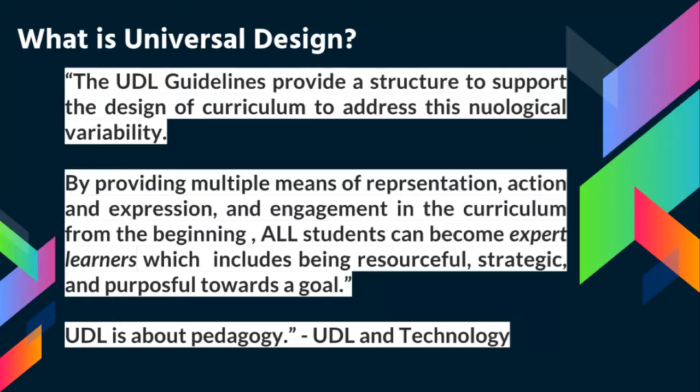By providing multiple means of representation, action and expression, and engagement, those are the three areas, the three networks of the brain that fire off in this learning process, in the curriculum from the beginning, all students can become expert learners, which includes being resourceful, strategic, and purposeful towards a goal.